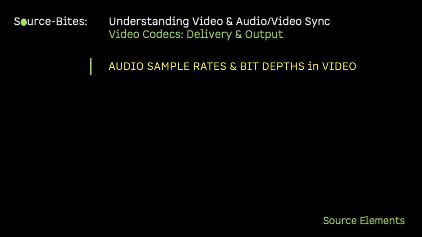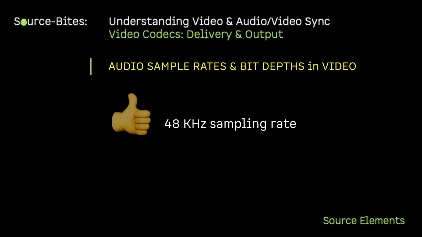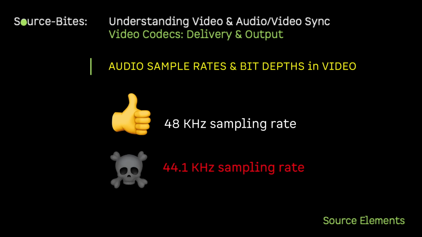Audio sample rates and bit depths when recording video. Always use 48K sample rates, as it's easily mathematically divisible by all common frame rates. Avoid 44.1 kHz like the plague.